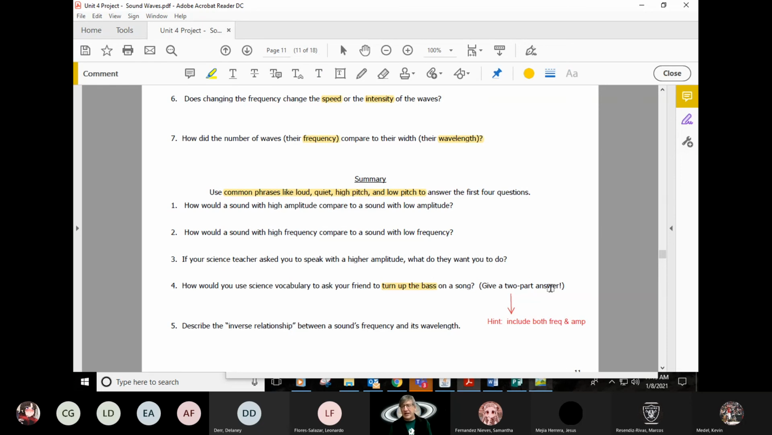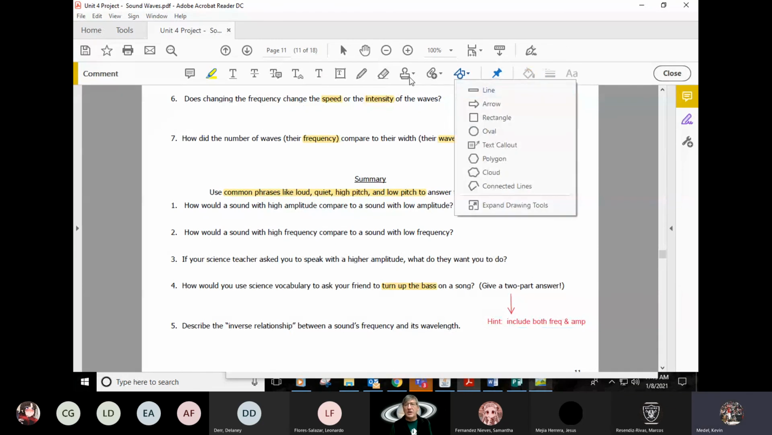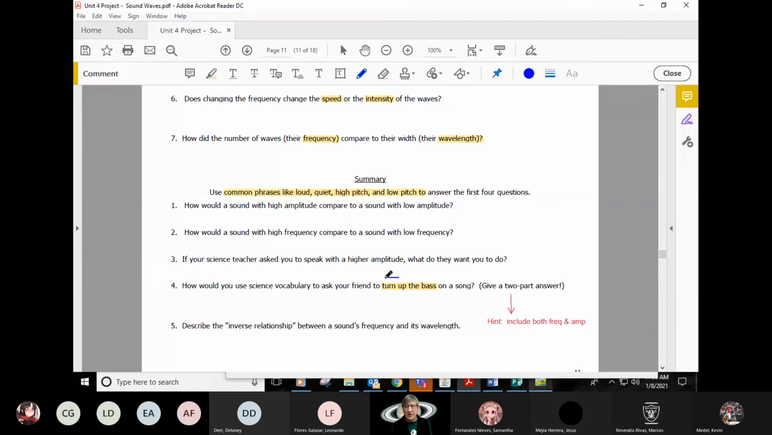That should have a two-part answer that includes both frequency and amplitude. Because on the one hand, it said turn up, that would be volume. And on the other hand, it said the bass, and so that would be the pitch that I'm talking about there.